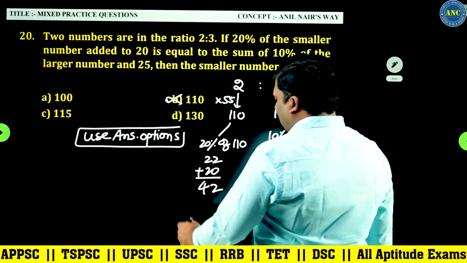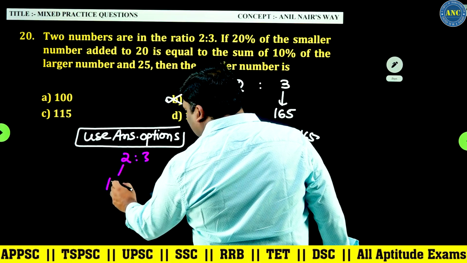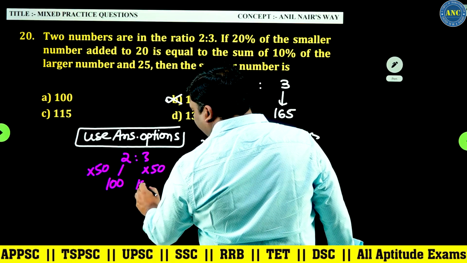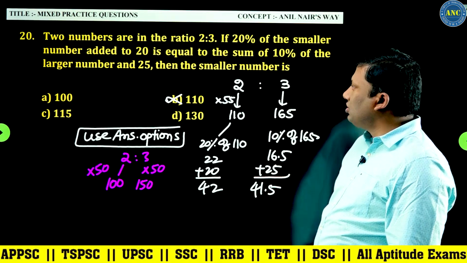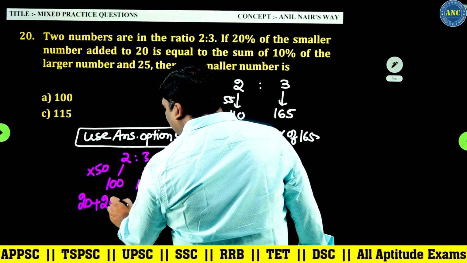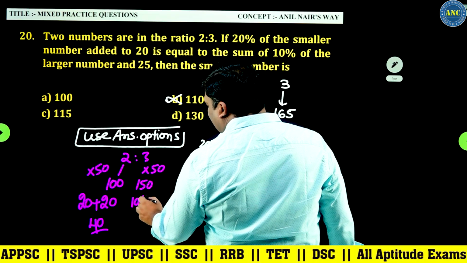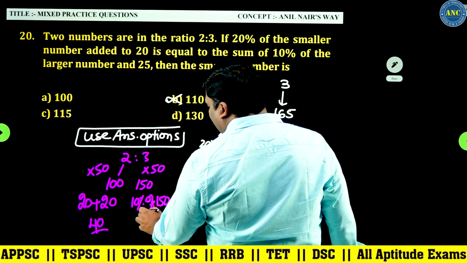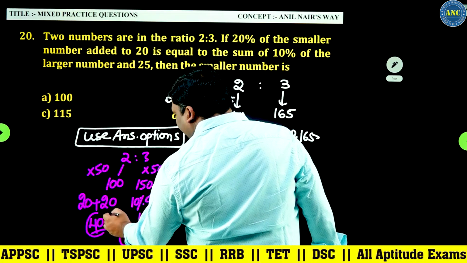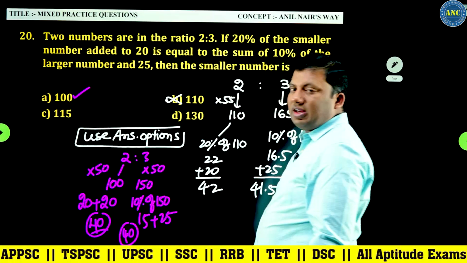If I take 100, 2 is becoming 100. 2:3. 2 50s are 100. 3 50s are 150. 20% of the smaller number, 20% of 100, is 20. Added to 20, 20 plus 20 is 40. Equal to 10% of the larger number, 10% of 150, is 15. Added to 25, 15 plus 25 is 40. 40, 40. It is matching. So therefore, the answer for this question is 100.